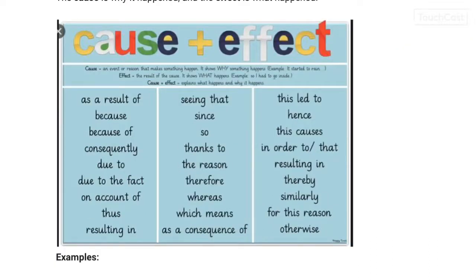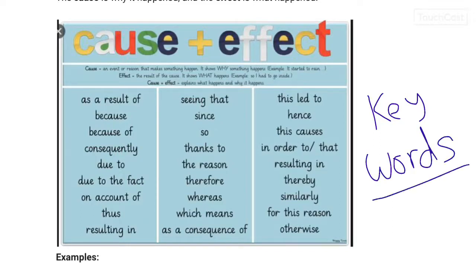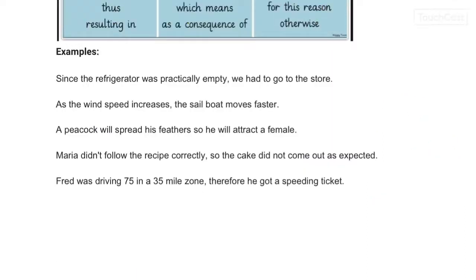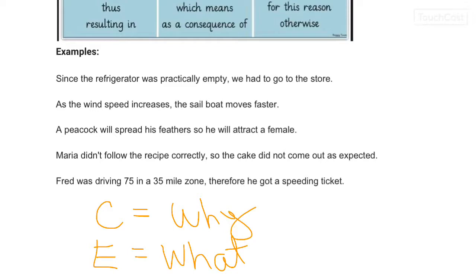Here's our cause and effect chart again. We saw this on Monday, and you already saw some of these keywords. They kind of give us a clue that we are approaching a cause and effect relationship. So as we go through some examples today, I'd like you to see if you notice any of these keywords. You can always come back to the screen and pause it and look at the words again. All right, let's go through some examples. So again, we have C, cause, E, effect. The effect is what happened, the cause is why. Let's make sure we're looking for those keywords.